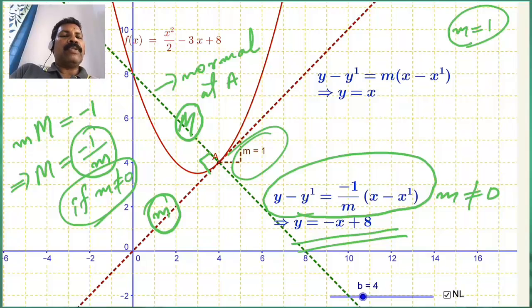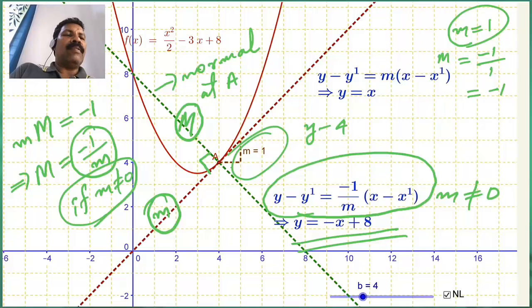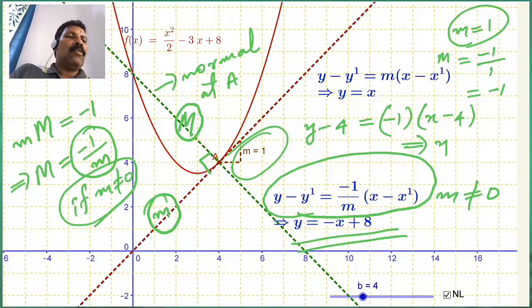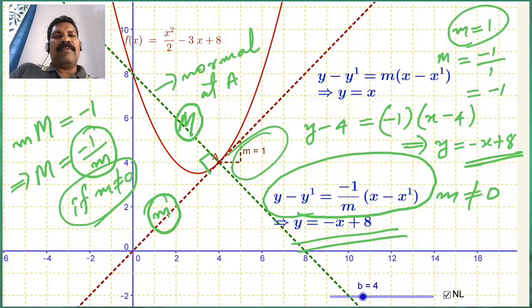We can find it using calculus that we learned already. And here then capital M will be -1 by 1, that is equal to -1. So then y minus y1, y1 is 4. Slope is -1 for the normal. Then into x minus 4, which could be simplified as y is equal to -x plus 8. This way we can compute the equation of the normal at A.